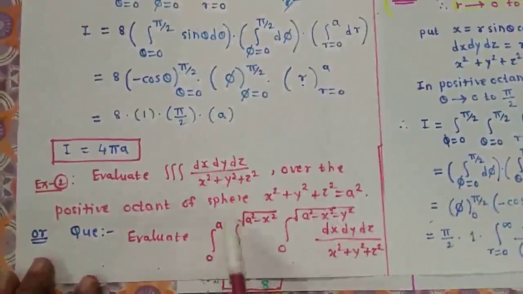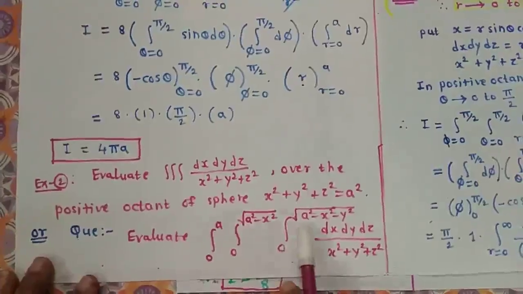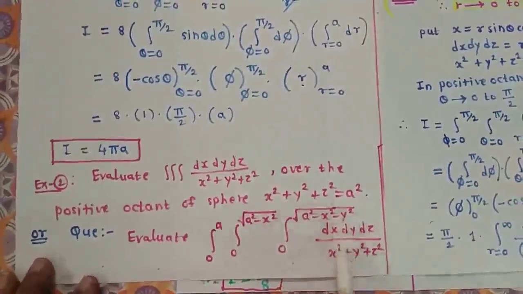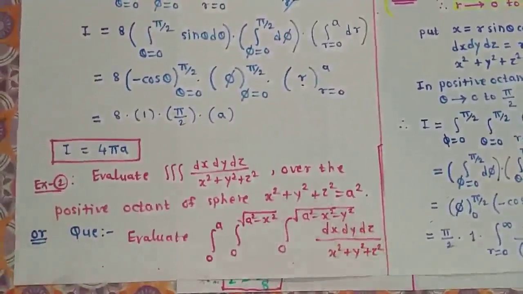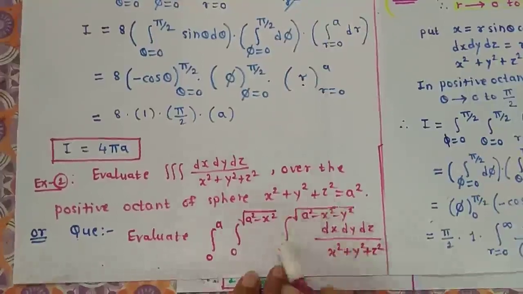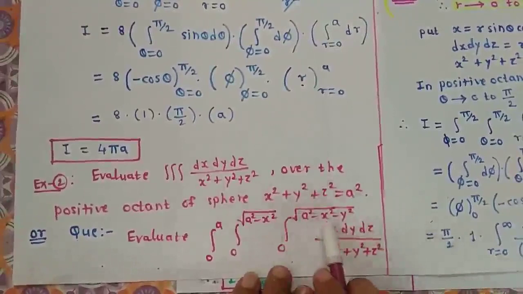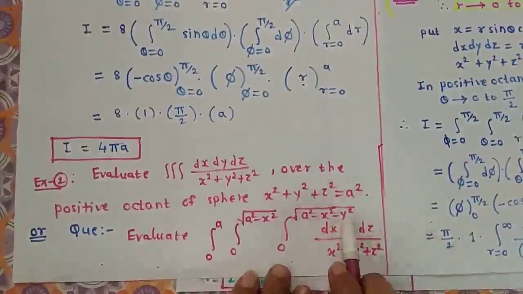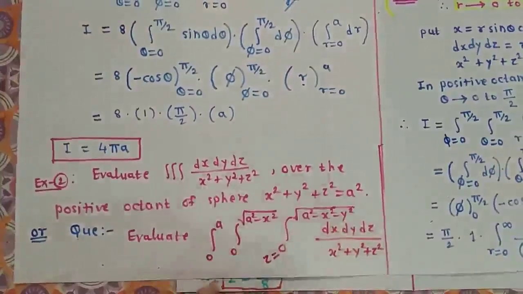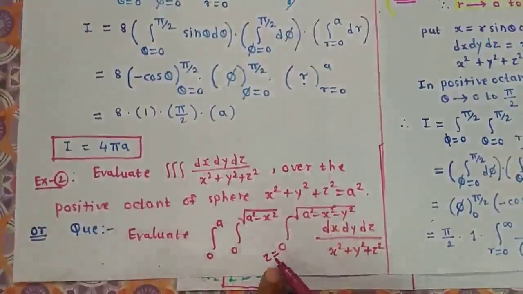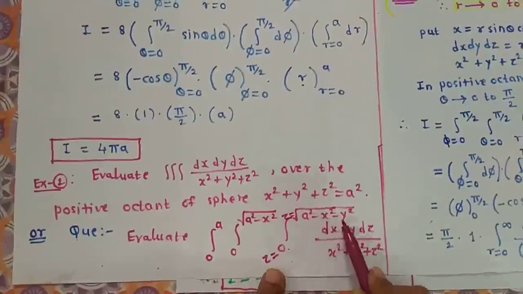Evaluate the integral from 0 to a, the integral from 0 to square root of a square minus x square, and the integral from 0 to square root of a square minus x square minus y square, of dx dy dz upon x square plus y square plus z square. Now, if you identify the limits of the innermost integration, they involve two variables x and y. That means it is not the limit of x, not the limit of y, it is the limit of z, right? So z varies from 0 to z equals under root of a square minus x square minus y square.